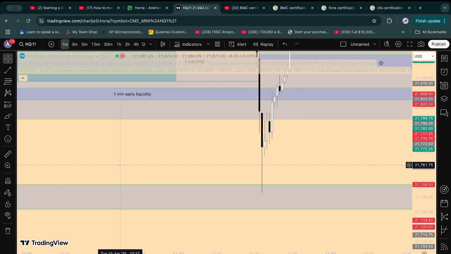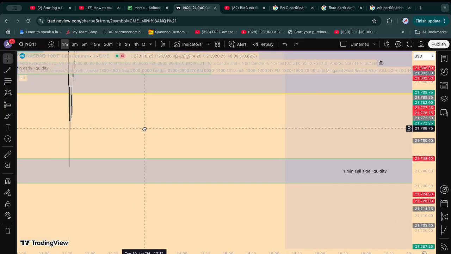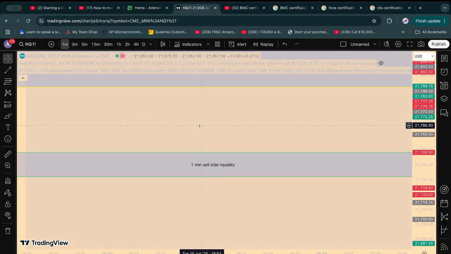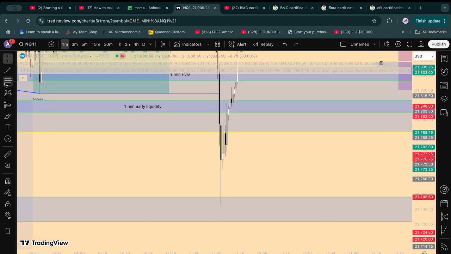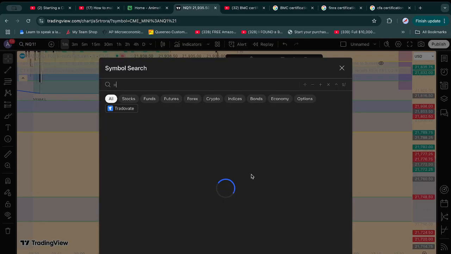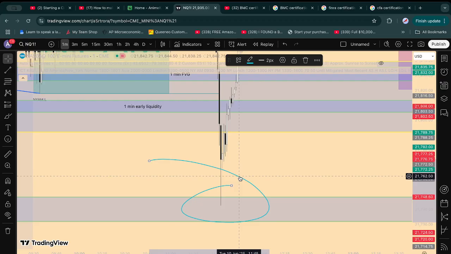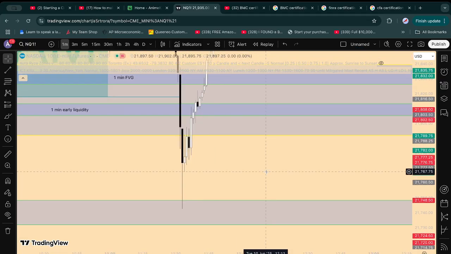And look, what do we see? What does it say here? 1 minute sell side liquidity. Look, what happens on the 1 minute sell side liquidity? Price gets tapped in right here on the 1 minute. And what do we see? What happens to the price, guys? It's pretty obvious. Diddy did not find his target again.